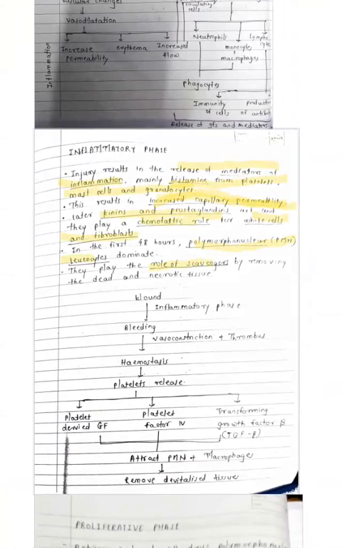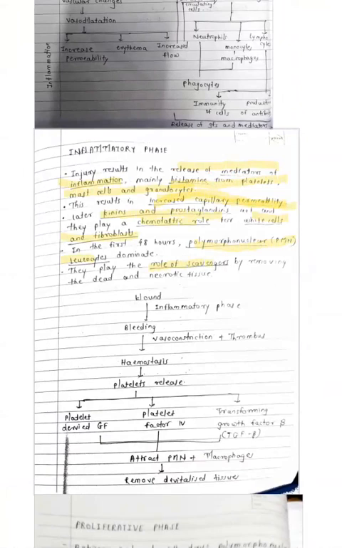So what is happening in the inflammatory phase? Whenever there is any injury, first there will be formation of clot, and there will be release of inflammatory mediators, mainly histamine from the platelets, mast cells and granulocytes. We know that whenever there is injury, platelets will go there and check what is happening. They will try to form a clot, and because of clot formation there will be reduced bleeding. They will try to cope with the situation and stop bleeding.